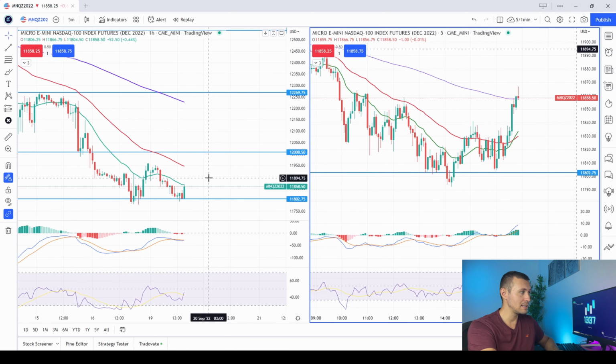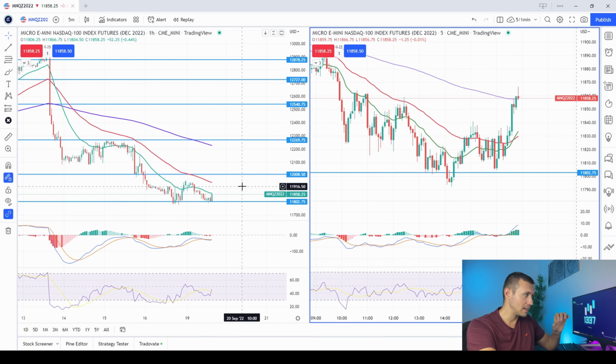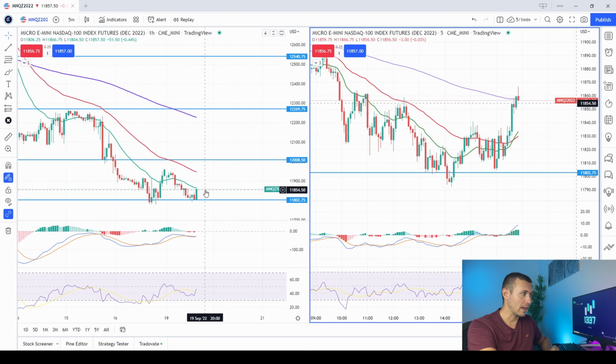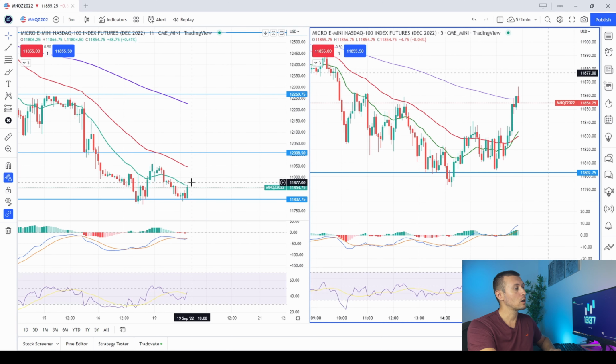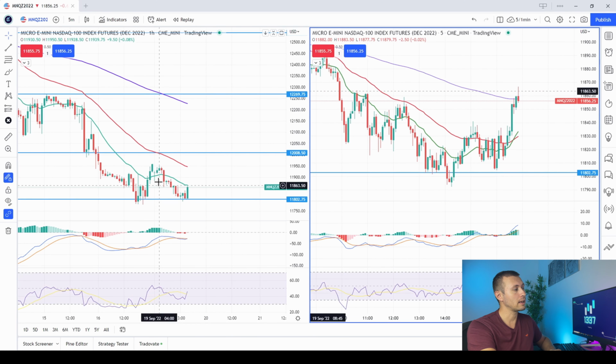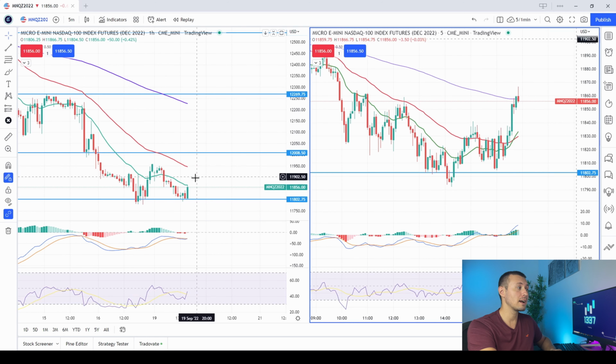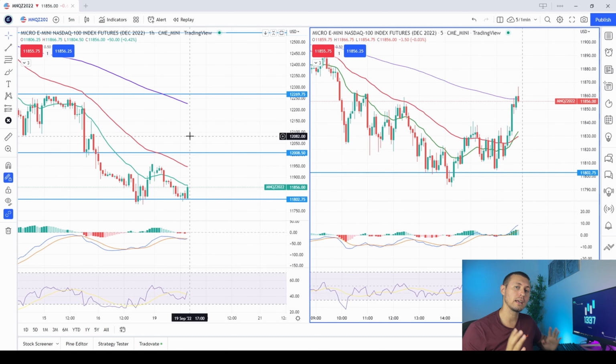But until I see that we broke the moving average, we stayed above it, and we bottomed out, we created kind of a double bottom over here. Until I see that we are staying above all the moving averages, and until I see that we are breaking through the key market levels, I will not be trading long. I will not be trading long unless I see those other signs.